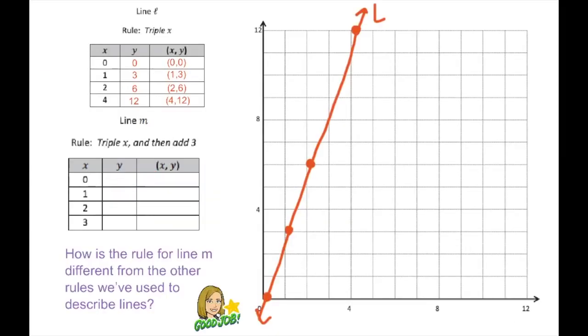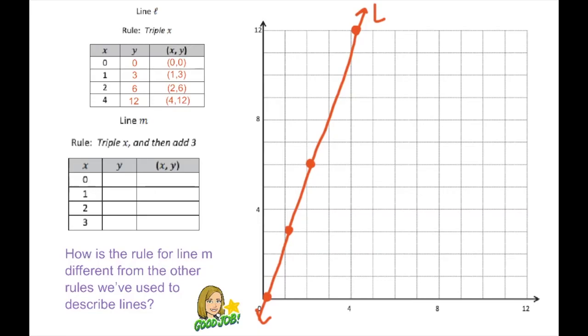So now that I have line L recorded on my coordinate plane, let's explore a new rule. Look at the rule for line M. The rule says triple x and then add 3. I would like you to think about this question. How is the rule for line M different from the other rules we've used to describe lines? I would like you to pause the video, think about that question, and when you have some ideas, press play and we will discuss. Wonderful thinking.